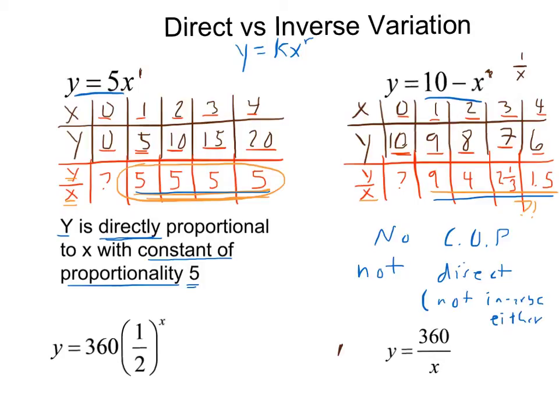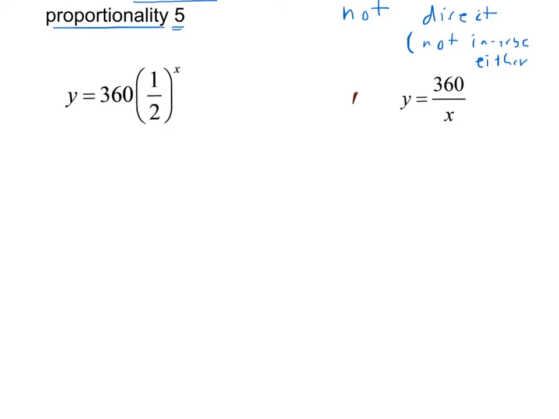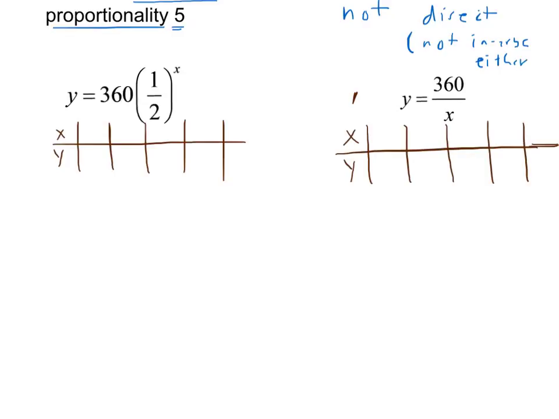Okay, let's scroll down and look at a couple that appear that they might be inverse because they're decreasing at a decreasing rate. Okay, there are my two graphs, 360 times 1/2 to the x and 360 over x. I'm going to preset up the tables. Okay, so those are our tables. Let's start filling this out. Start at 0, 1, 2, 3, 4. 0, 1, 2, 3, 4.